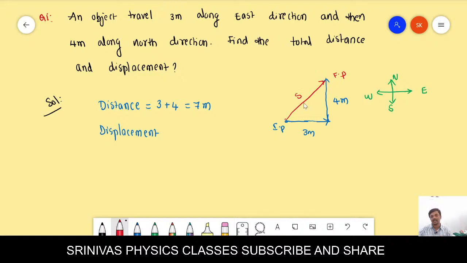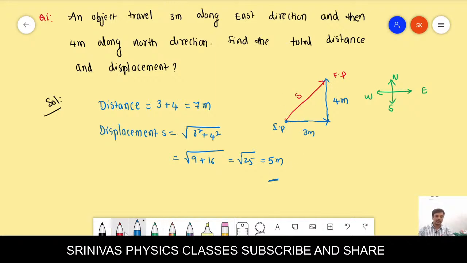This has only one direction, right? Then how to find out the displacement in the figure? You use the Pythagoras principle. According to that, we write S is equal to the square root of 3 squared plus 4 squared. 3 squared means 9, plus 16. We write root 25. We will get 5 meters. This is the solution. Displacement is 5 meters.